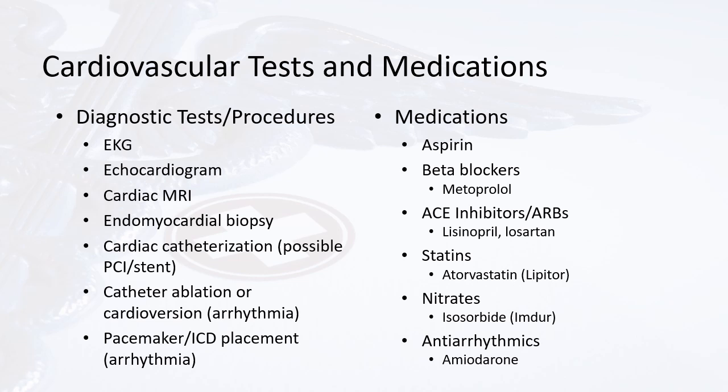Some medications to note are in the right-hand column with some example names, but patients may be on an aspirin, a beta blocker such as metoprolol, ACE inhibitors or angiotensin receptor blockers for blood pressure control, statins, which lower cholesterol, such as atorvastatin or Lipitor, nitrates or isosorbide Imdur, which help dilate blood vessels, and antiarrhythmics, such as amiodarone.